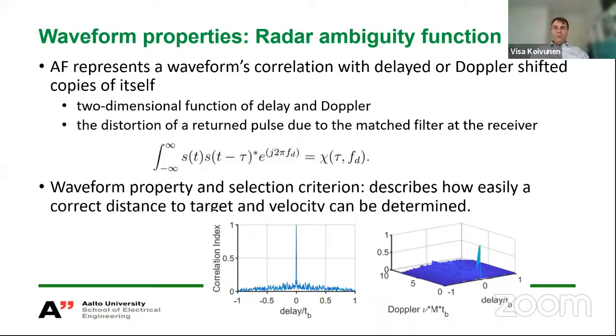We would like to have waveforms that have this type of ambiguity function, because it would allow us to distinguish the correct distance to the target and its velocity.